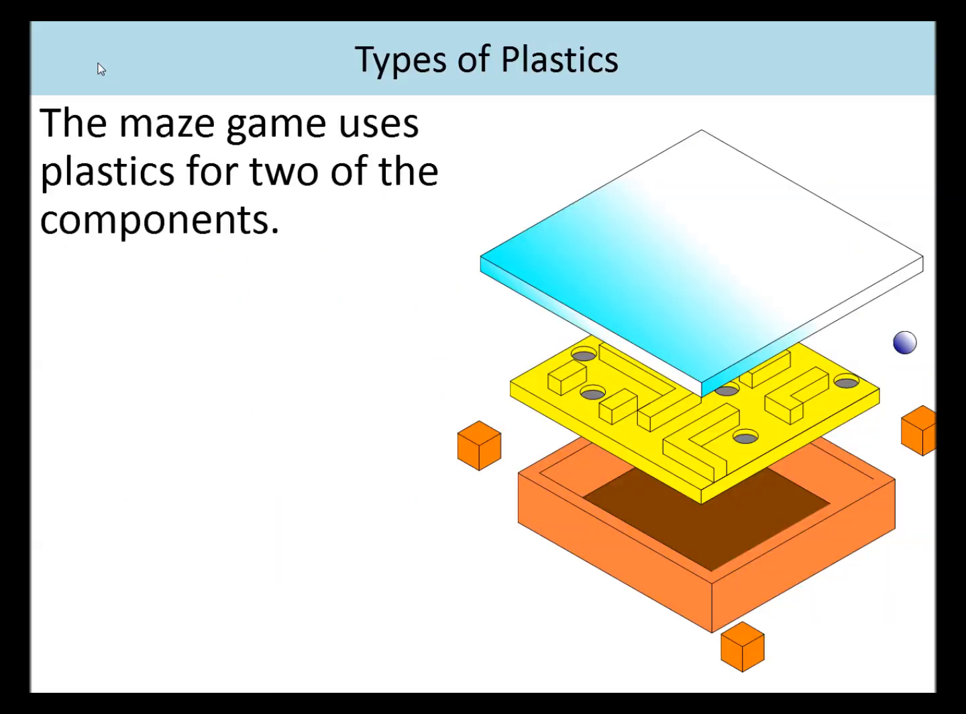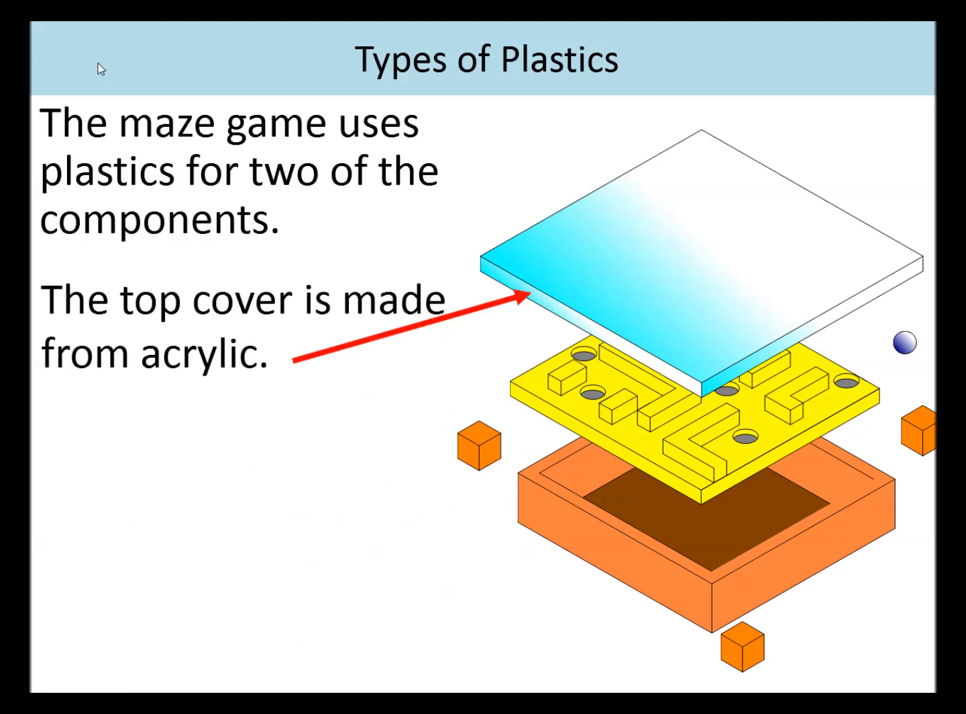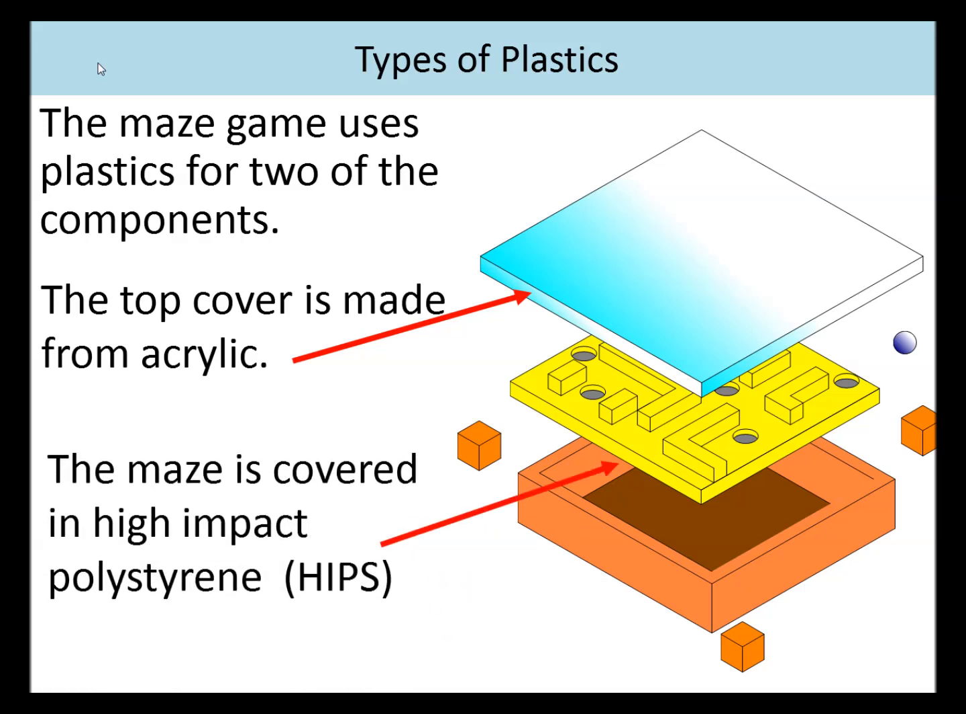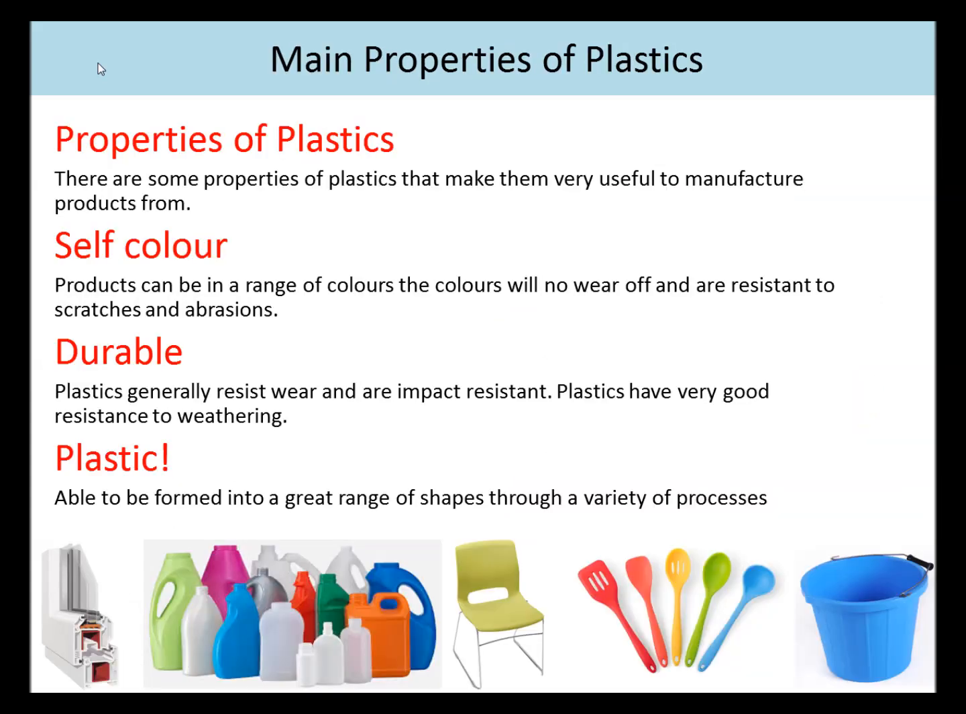Types of plastic. The maze game that you're making uses two different types of plastics, or two different plastic components. The top cover is made from acrylic, which is a clear plastic, and the maze is covered in a brightly coloured plastic which is called high impact polystyrene, often shortened to HIPS. Let's look at the properties of plastics.